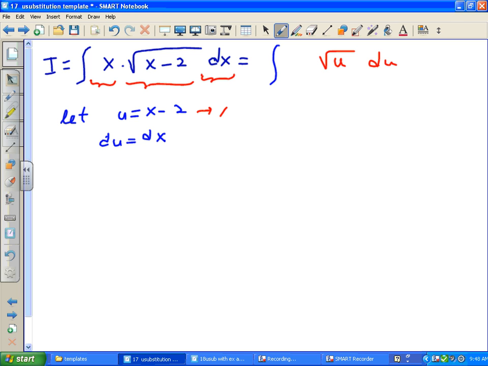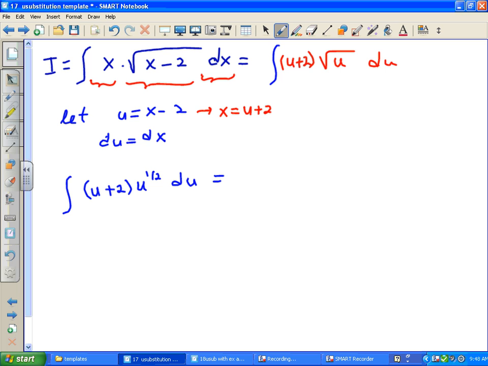X is equal to, just add 2 to both sides, right? So x is equal to u plus 2. So instead of x, then I can put up here u plus 2. Now, some of you might say, well, this doesn't look that much simpler than what we started with. I'm going to just rewrite it over here. We have u plus 2 times the square root of u, which is u to the 1/2, du. This is what we have instead of the given problem.